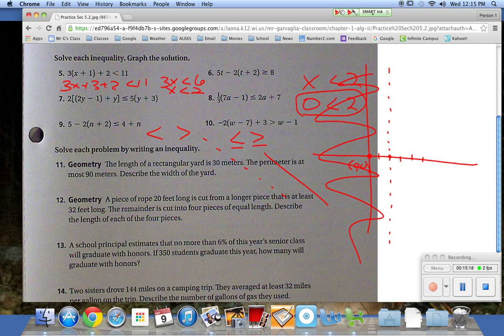What if it was x is greater than 2? And we put 0 into this. Would that be true? No. 0 is not greater than 2, so the origin's over here. This side isn't true, so this side must be. That would be the side we'd shade in on. You guys understand how we're doing that?